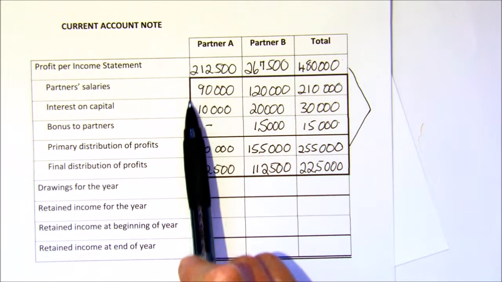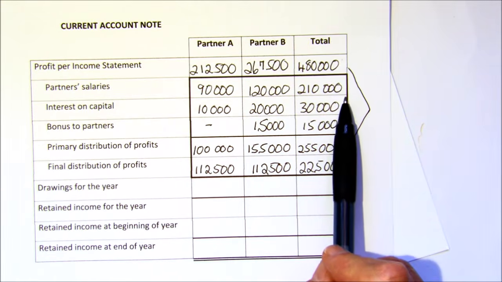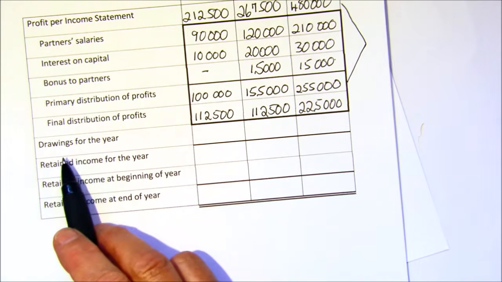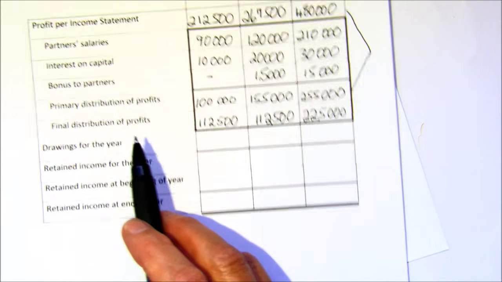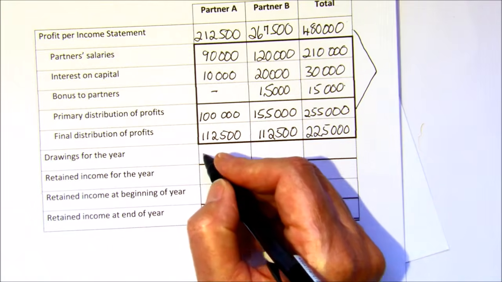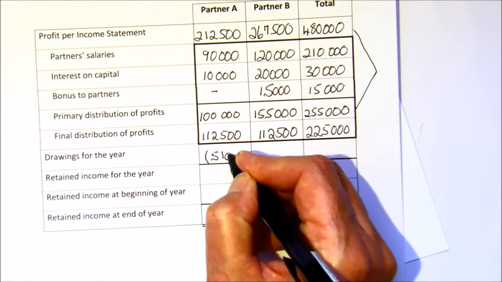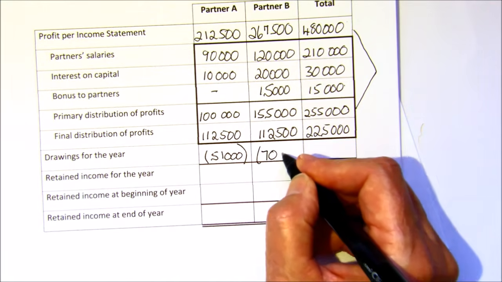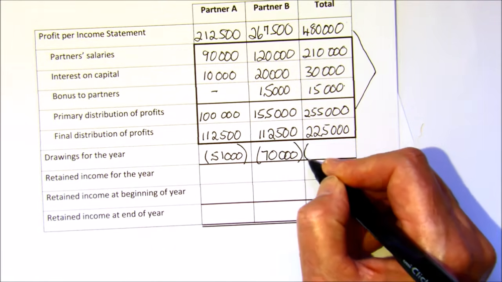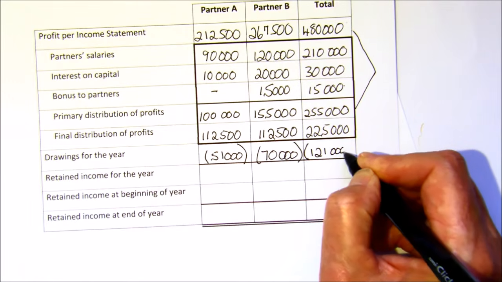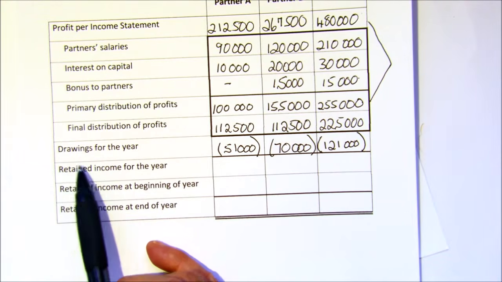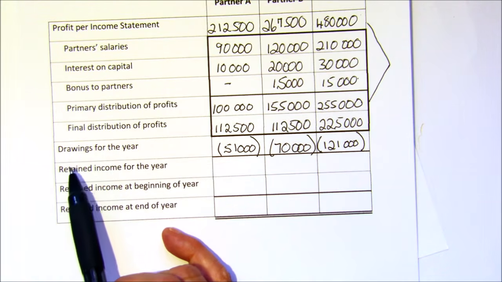Right, now that's just taking into account what he's earned for this year. But we know that they both took drawings, and the drawings will actually decrease what they've got. So, as per our original, A had drawings of 51,000, B had drawings of 70,000, and the total will be 121,000. Now, this retained income, the word retained, is how much is being kept of this year's income.